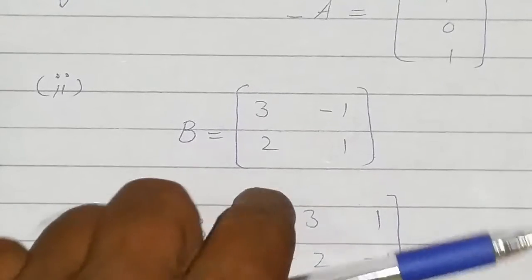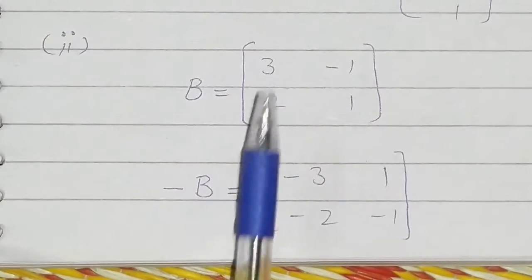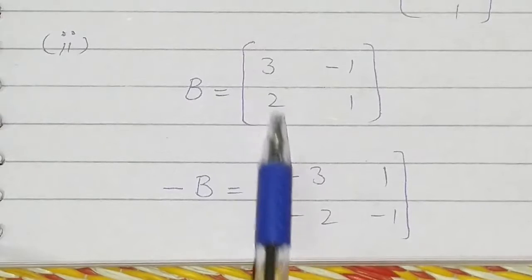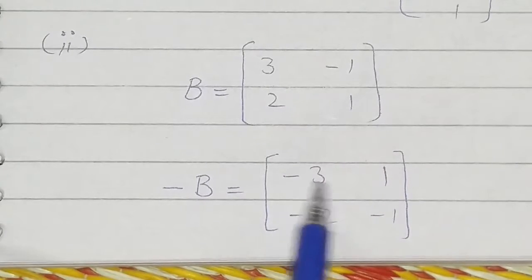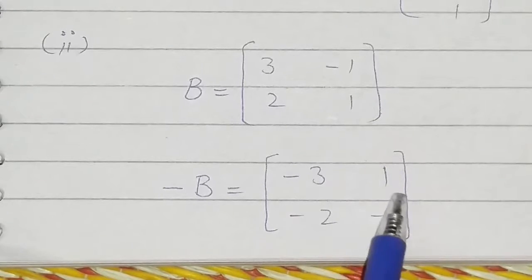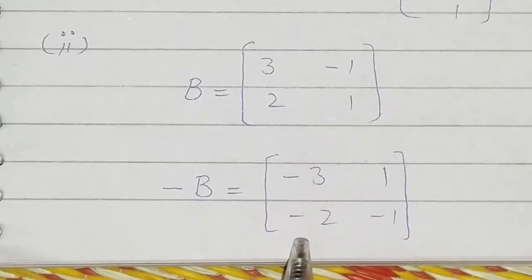Similarly, the negative of B can be found by changing the signs of all the elements. This plus 3 will become minus 3, this minus 1 becomes plus 1, this plus 2 becomes minus 2, and this plus 1 becomes minus 1.